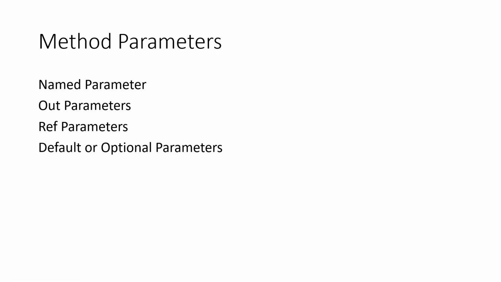We have default and optional parameters. This allows us to optionally pass parameters into a method. And finally, we have the params array. We can use this to pass a number of values as one parameter.